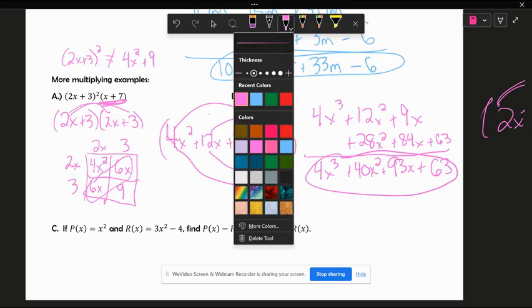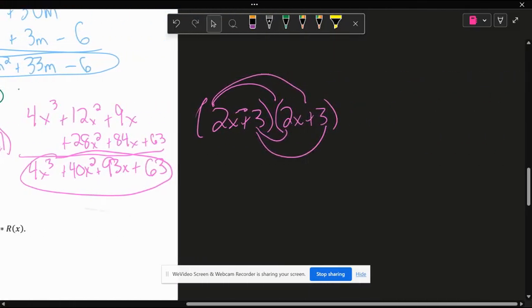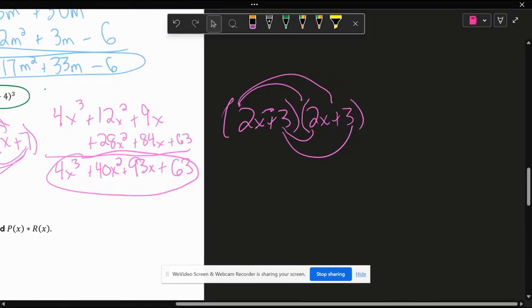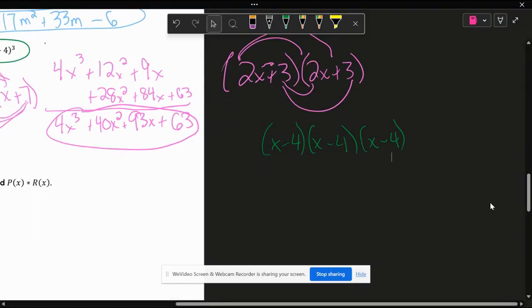All right, I want to give us a second to do this one. So remember what that means. What is it? x minus 4. So it's x minus 4 times x minus 4 times x minus 4. I'll give you a second to work on that, see what you can come up with.